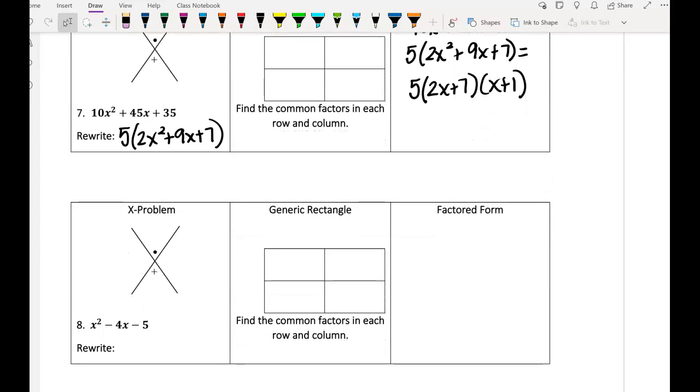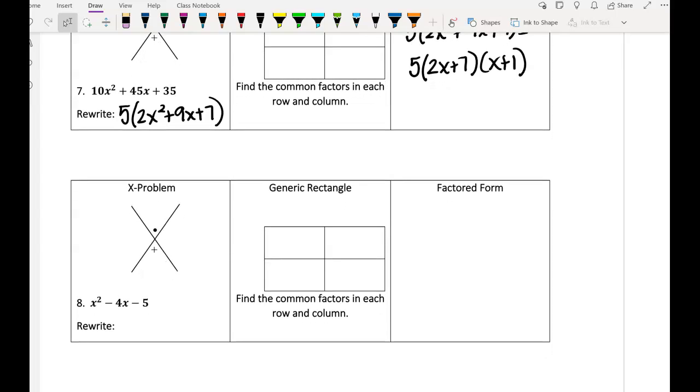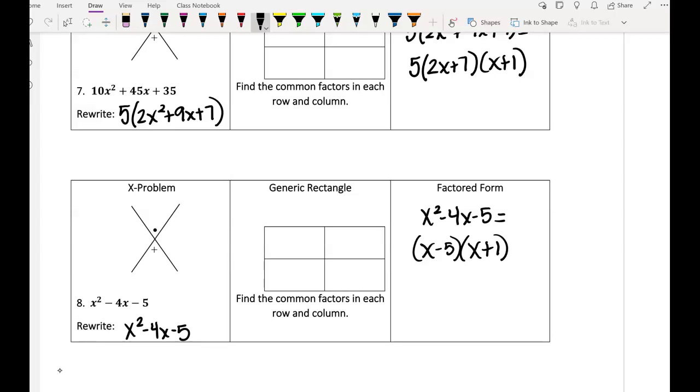Number 8, x squared minus 4x minus 5. There's not a GCF there. We've got a equal to 1. So we take that x squared minus 4x minus 5, and that becomes, time out. So one parenthesis would be x minus 5, the other parenthesis would be x plus 1.